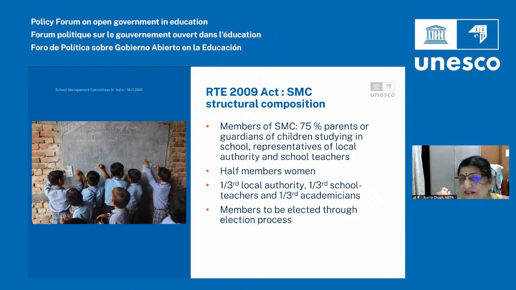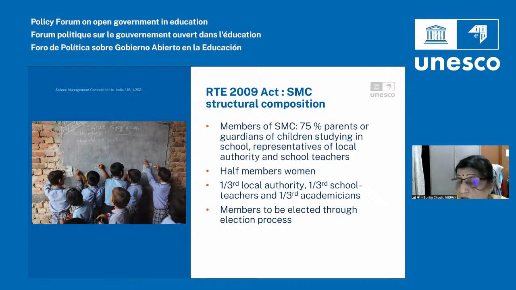As far as the constitution of the SMC under the act is concerned, the structural composition stipulates that 75% should be the parents or guardians of children studying in that particular school. They should not be from outside the school. Of the remaining 25%, one third should be from the local authority, one third school teachers, and one third academicians. Half of the members have to be women, and members have to be elected through an election process.